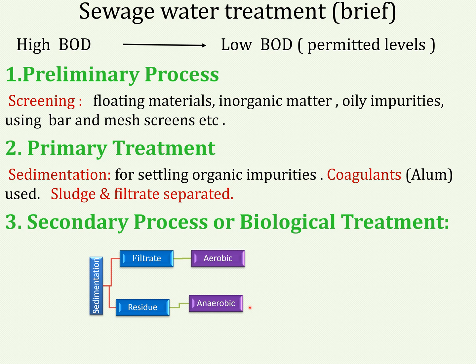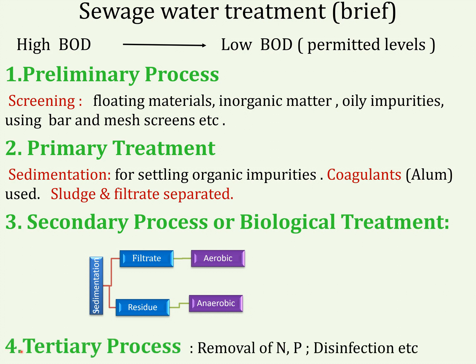Now, once the secondary treatment is over, we are sending them for tertiary treatment. What is that? Well, this involves the removal of nitrogen, maybe in the form of ammonia, and phosphorus. Phosphorus is removed through a process called precipitation. Nitrogen is removed through a process called nitrogen stripping, and any microorganisms left will be removed. We have already seen chlorination, etc. That is called disinfection. So that is the process: preliminary process, primary treatment, secondary process, tertiary process. And all these four processes put together will make the sewage water treatment.